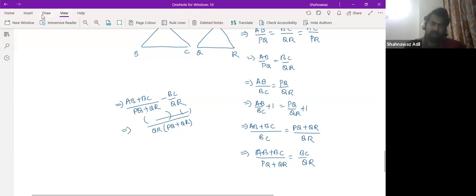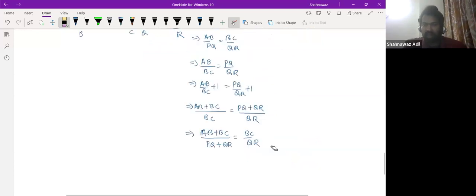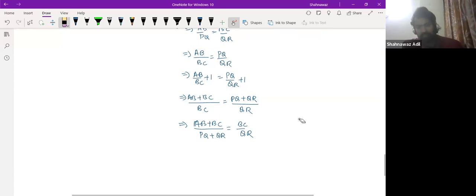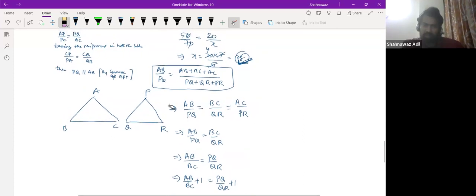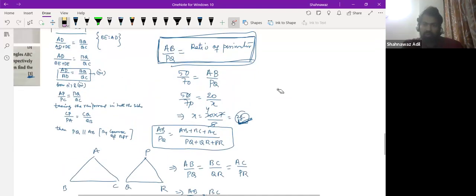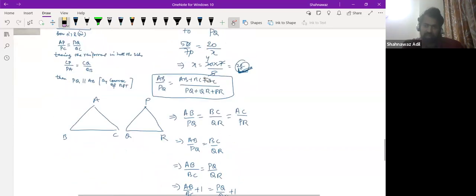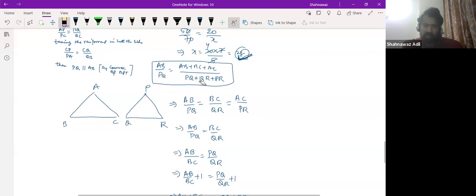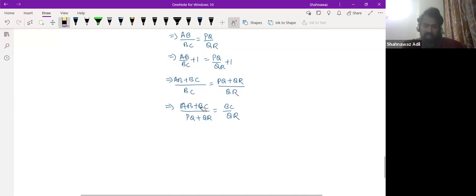Always remember the goal. What is the answer that you want to reach? If you look at this thing, what is the end goal? AB by PQ equals BC by QR? No, that is already given because these two triangles are similar. We want to prove this thing, right? AB by PQ, that is what we have used, right? Yes. So this is the end goal. Now, if we look at this part, what is missing in the end? What is missing?